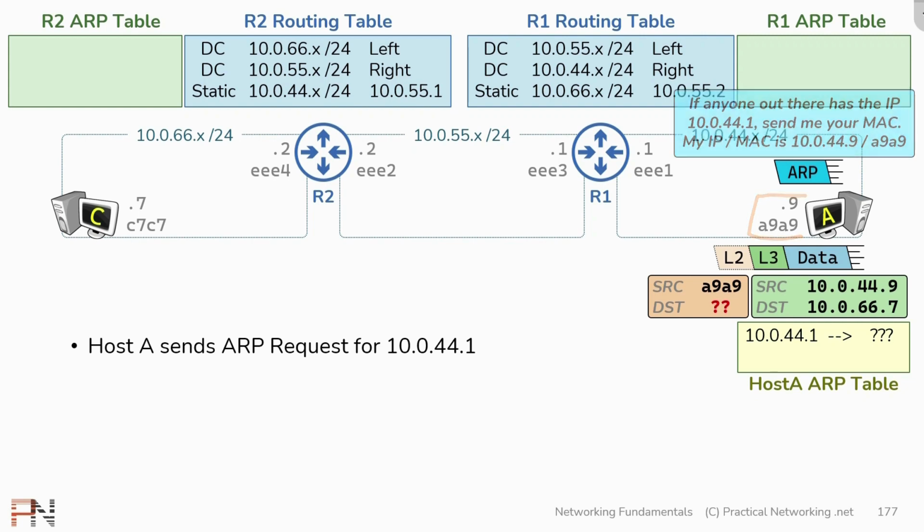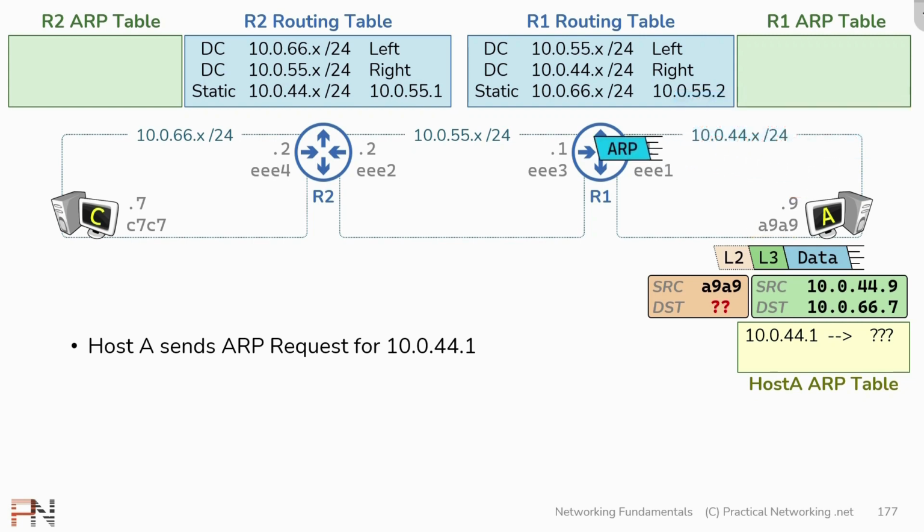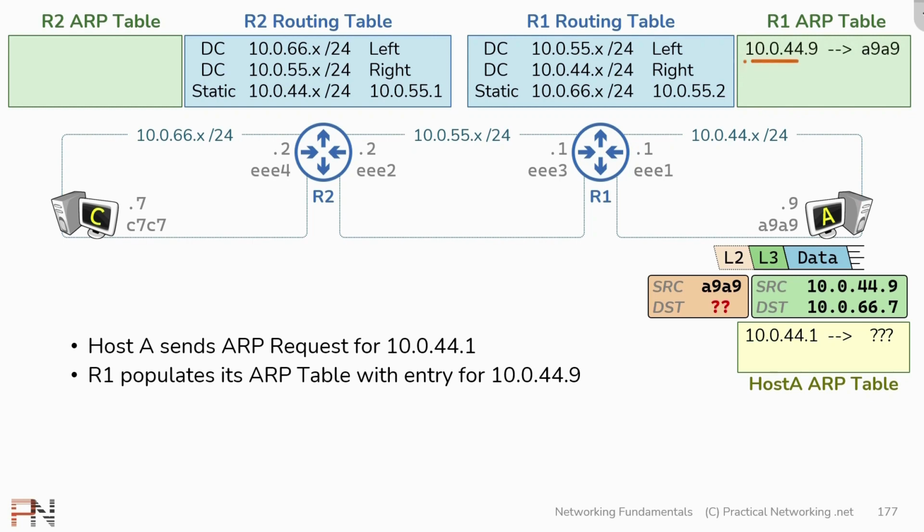Notice in the ARP request, host A is going to include its own IP to MAC address mapping. This ARP request will be sent across the wire, where it will be received by router 1, and when router 1 receives the ARP request, router 1 will be able to learn the ARP mapping of the sender of the ARP request.